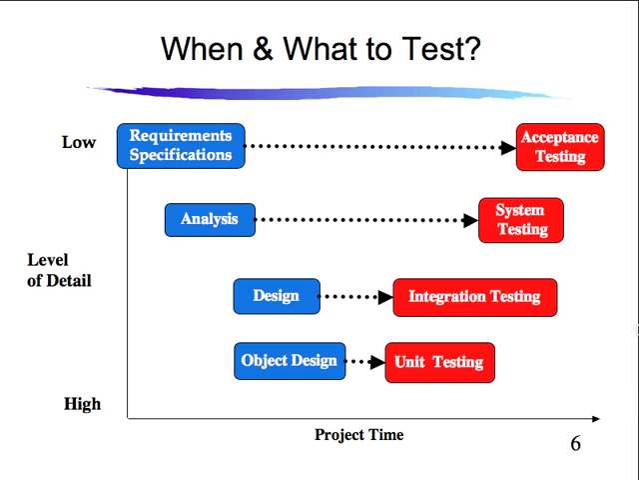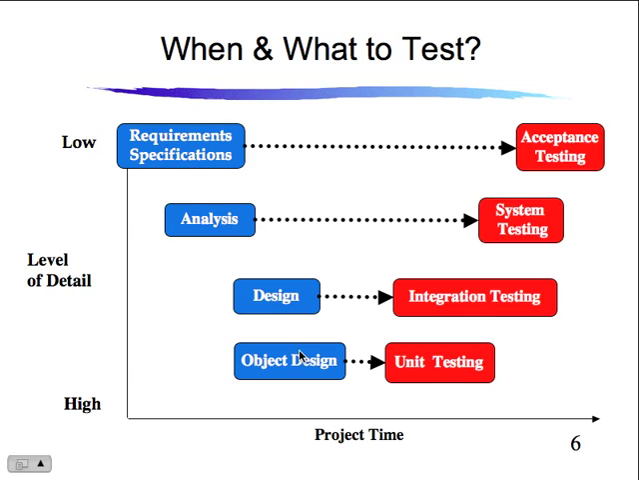So what and when to test. And this is kind of an interesting chart. It's got the project time. That 6 is the slide number. It's not to scale here. So as we move through the project, we have the level of detail that we know about the project, high and low. As we go further down, we get a higher level of detail the longer the project goes on, because we're learning about the project as it goes through.